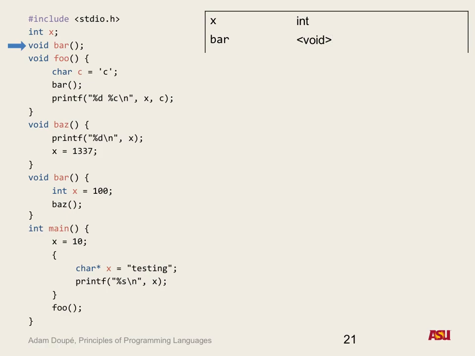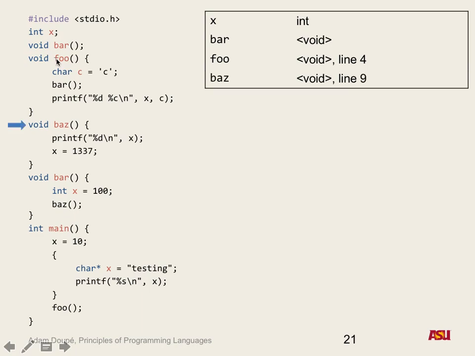But it doesn't have a body. We don't know where the body of bar is yet, which is just a declaration of bar. We see foo, and we see that it's the same function signature. It returns nothing and takes in nothing. But its body is declared on line 4.